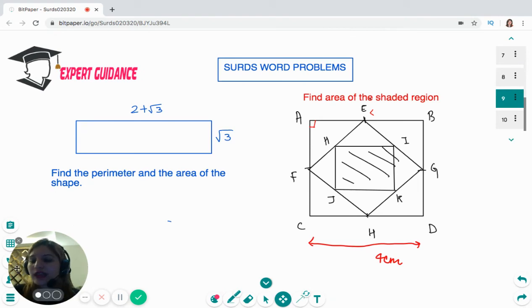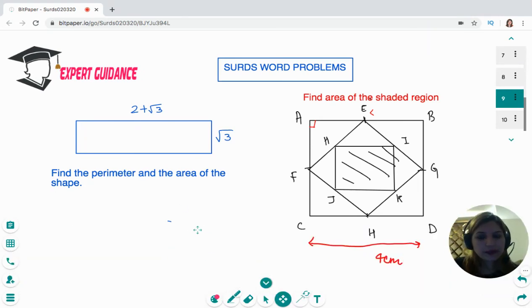Now let's see what are some applications of word problems that can be asked in the exam. So you have been given this rectangle and you'll be asked to find the perimeter. Now how do you find the perimeter? You add up all the sides. So this is 2 plus root 3. This is 2 plus root 3. And opposite sides of the rectangle are equal. This will be root 3.